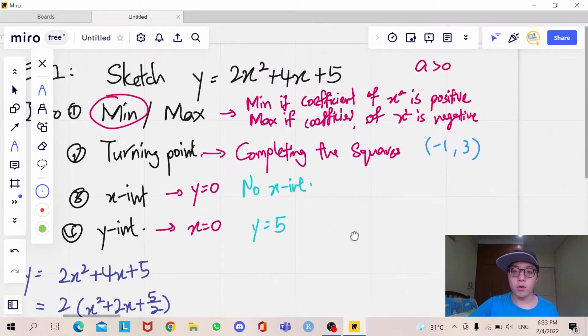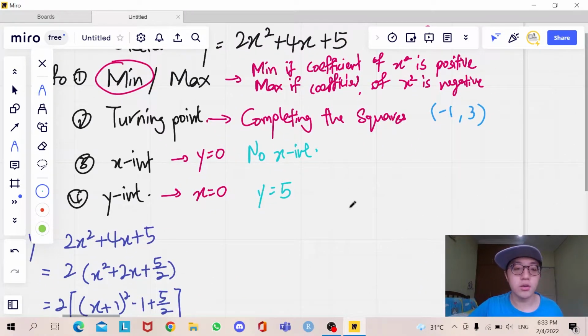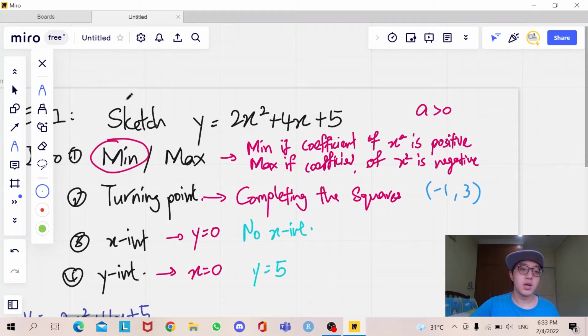Okay, so with all this information, you can now start to sketch your graph. There's a reason why it's called sketch. If the question says plot, then you will need at least 5 points of x and 5 points of y, and plot accordingly. But usually the question will ask for sketch. So if it's sketch, then you need these 4 points.